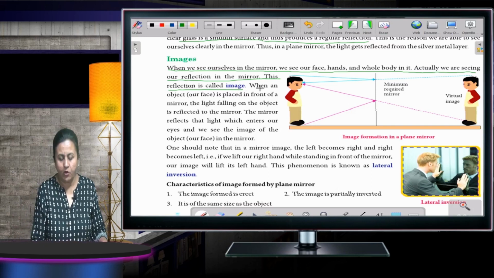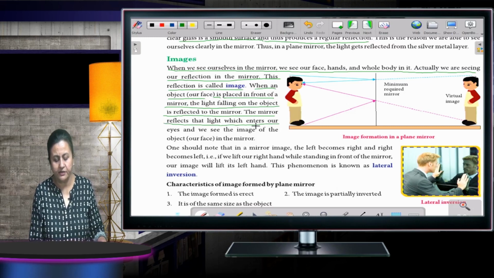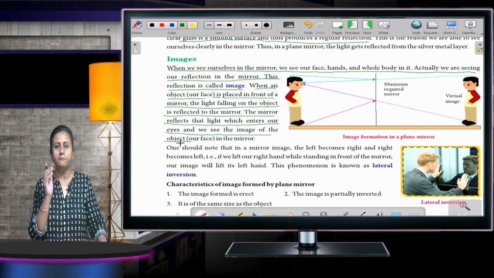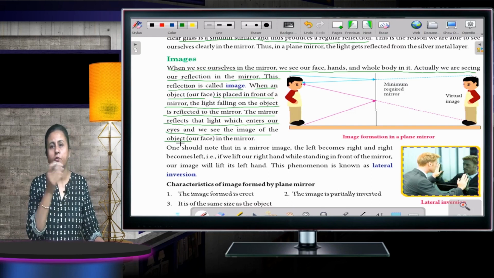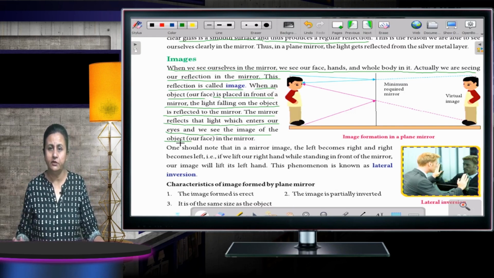When an object is placed in front of the mirror, the light falling on the object is reflected to the mirror. The mirror reflects that light which enters our eyes and we see the image of the object. What is happening? The light is falling on the mirror. Then it is reflecting back to our eyes, and when it reaches our eyes, we can see the image of the object.